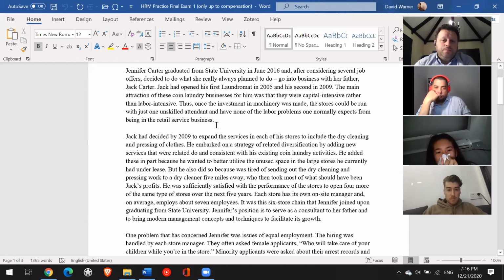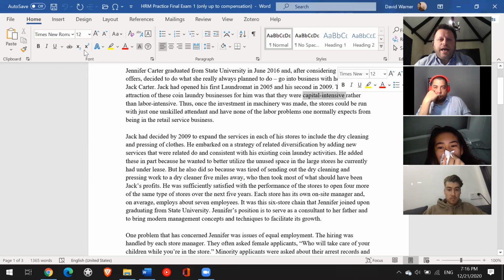Is there anything in this paragraph to discuss? Probably not. I think this idea of being capital intensive is maybe a relevant idea that might come back.